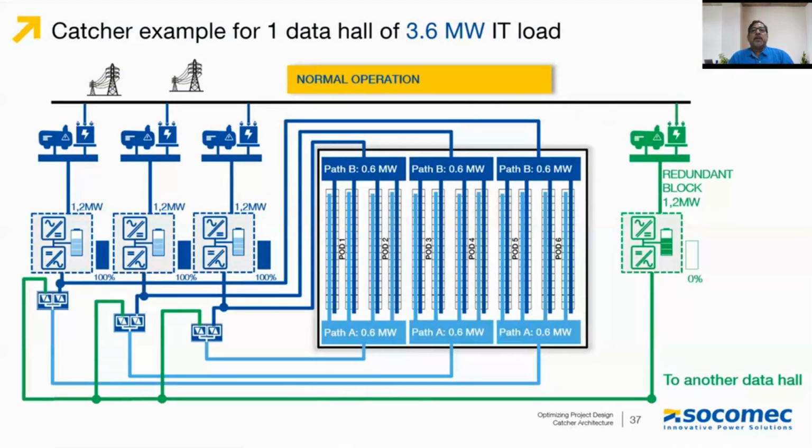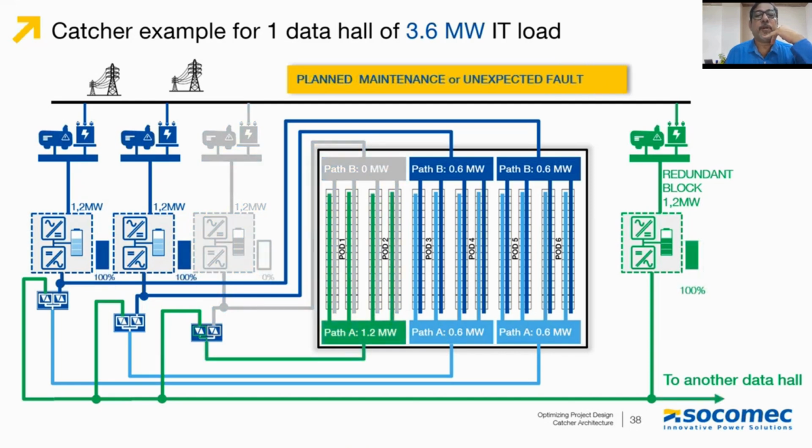Now we take an example of a typical data hall of, say, 3.6 megawatt, with three UPS systems equaling the required server capacity and a redundant block acting as a catcher. In case of an unexpected fault or plant maintenance on one line, you can follow those green lines and see that the catcher will be supplemented. The catcher will supplement through STS the UPS power and continue feeding the load through path A.